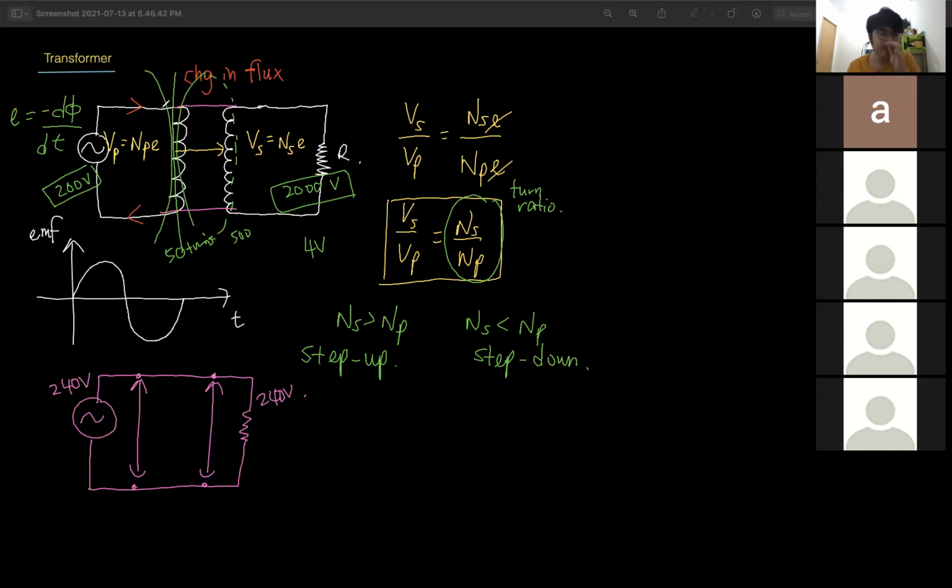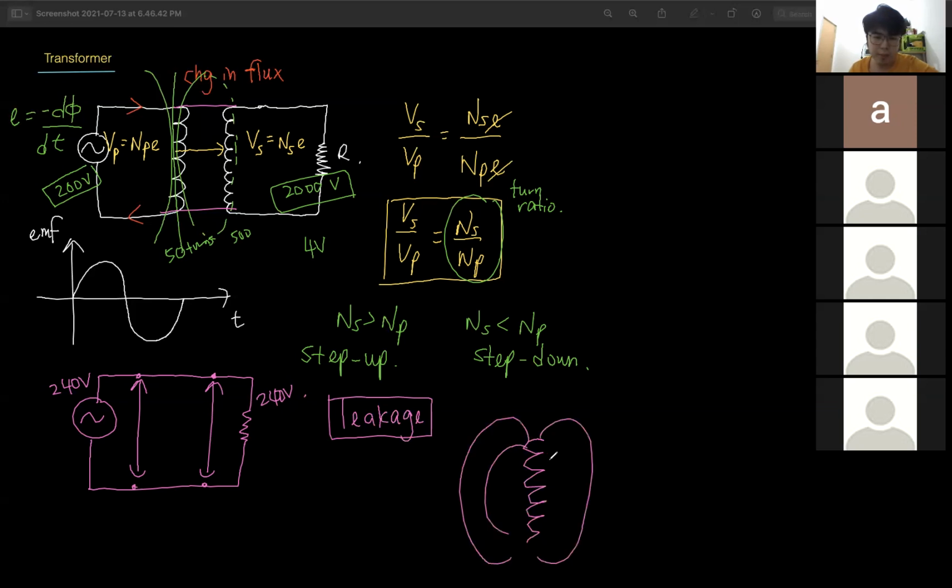Now, using the transformer, the magnetic field from the first coil goes everywhere, right? It goes everywhere, around the coil. So there's some magnetic field that is not reaching the other coil. This will cause magnetic field leakage. There's a leakage, meaning there's a waste of magnetic field, because the magnetic field on one side is not reaching the other side. Only a small portion of it reaches the secondary coil.